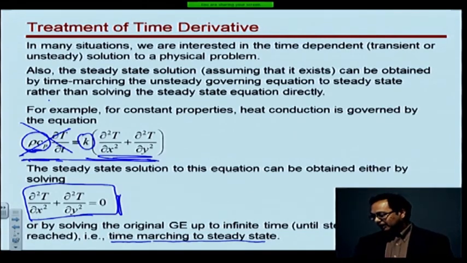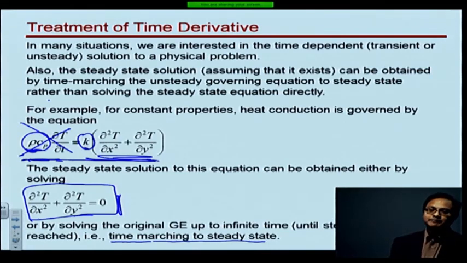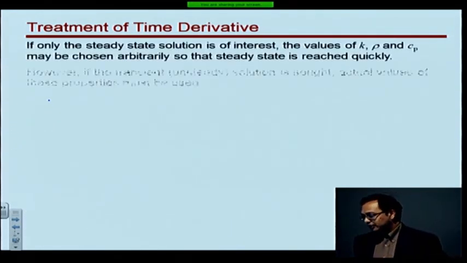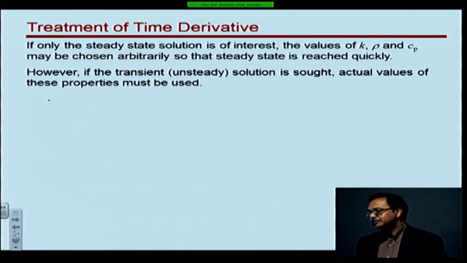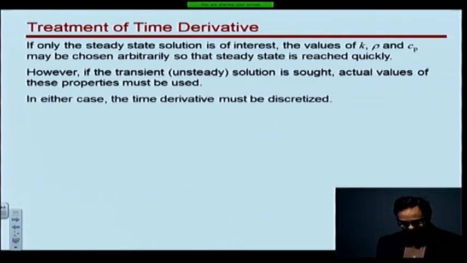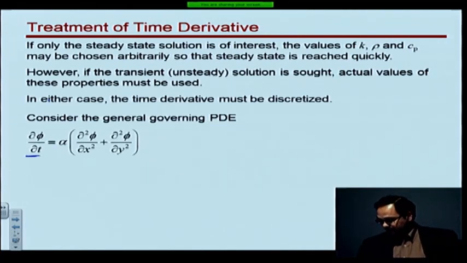So therefore, I can choose these values in such a way that I get to steady state quickly, which means I have to go fewer time steps. People often do that because they realize that I'm not interested in the intermediate solutions, and the steady state solution doesn't depend on those properties. So I can use arbitrary properties. But if you're interested in the unsteady solution, then of course you have to use the actual properties. In either case, the time derivative must be discretized, and that's what we are going to talk about today. Discretization of this term.